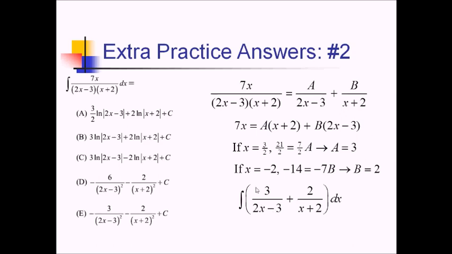So I'm going to write this as 3 halves ln of 2x minus 3 with absolute value. And then this one's a little bit easier. This is just 2 ln absolute value of x plus 2. All that plus c. And is that one of the answer choices? Well, the only answer choice with 3 halves is choice A, and it has the rest of the stuff we needed, so A it is.